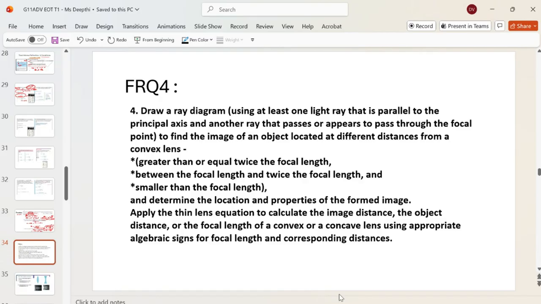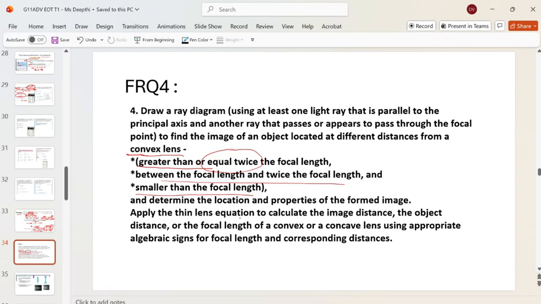So finally, the fourth question, draw the ray diagram of, this is also a drawing. So you have two ray diagrams, one for the convex mirror. There's only one picture, but for the convex lens, that's the topic here. In the fourth FRQ, it's convex lens drawing. You have four pictures according to the exam specification. One is greater than twice the focal length, equal to twice the focal length, between the focal length and twice the focal length, and smaller than the focal length.